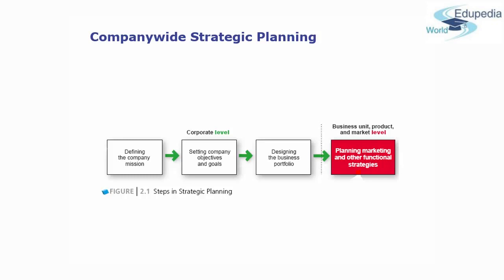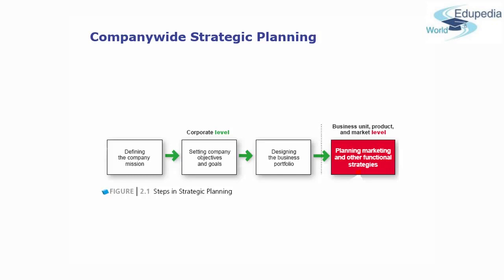Setting company objectives and goals comes when you have a wide mission, and then you try to find out how to achieve the mission. In answering that how question, you come up with company wide objectives and goals. These objectives and goals are nothing but key performance indicators. Designing the business portfolio is trying to define what your business would do. The products and services will be defined in your business portfolio. Then, business unit, product, and market level. This is where planning, marketing, and other functional strategies are carried out.